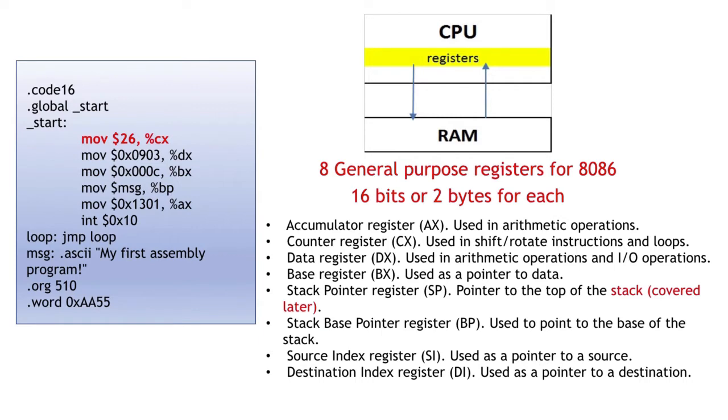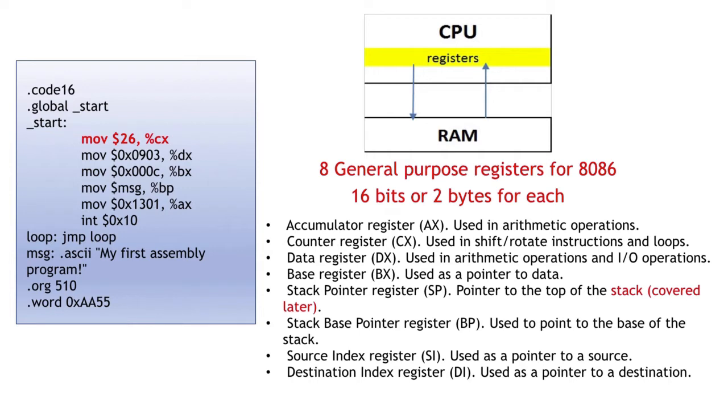The first one, AX, is originally used in arithmetic operations. The second one, CX, is used in shift or rotate instructions and loops. The third one, DX, is used in arithmetic operations and input-output operations. BX is used as a pointer to data. Then, the stack pointer register SP points to the top of the stack. We will cover the concept of stack shortly in this course.